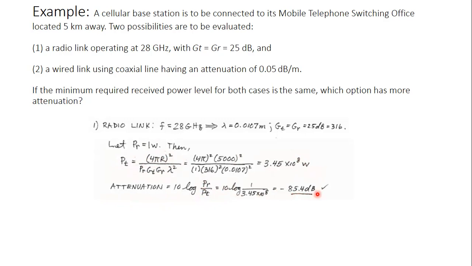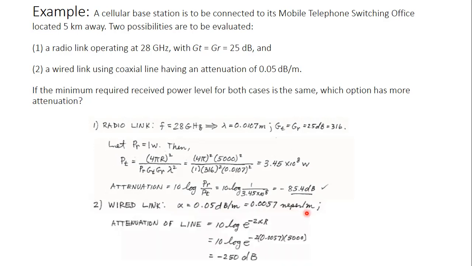And here we are not taking the atmospheric attenuation into account. And if we see the wired link, alpha is 0.05 dB per meter, or 0.0057 Np per meter. The attenuation of this coaxial line will be 10 log of e to the power minus 2 alpha r, and this attenuation is minus 250 decibels.